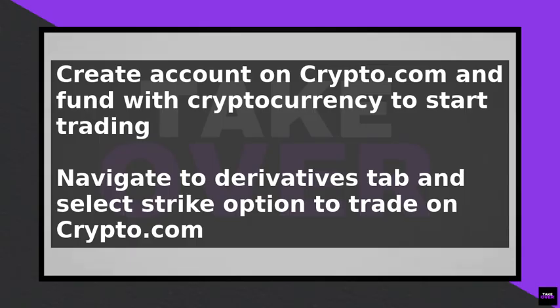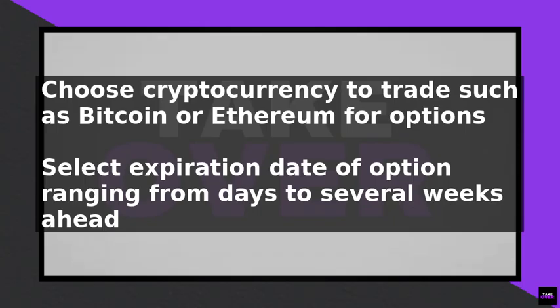First, navigate to the Crypto.com website and click on the Derivatives tab. From there, select the strike option you want to trade, such as a call or put option. A call option gives you the right to buy a cryptocurrency at a certain price, while a put option gives you the right to sell a cryptocurrency at a certain price.